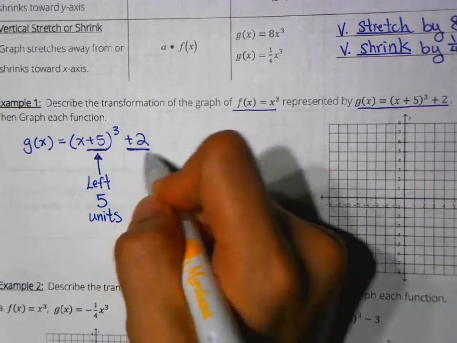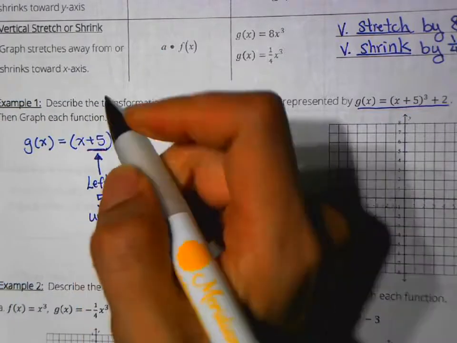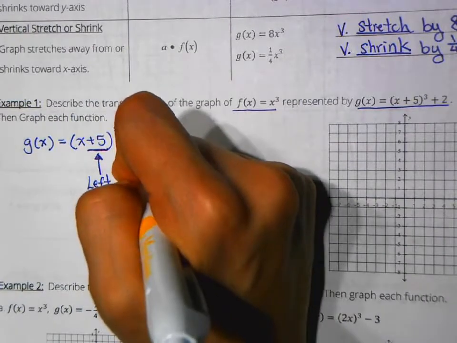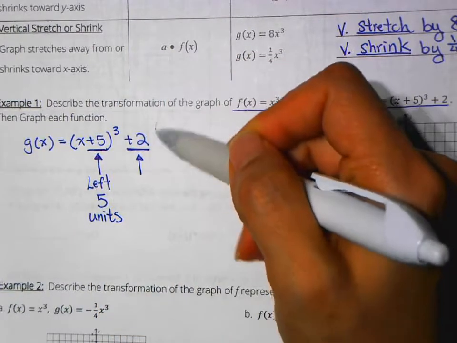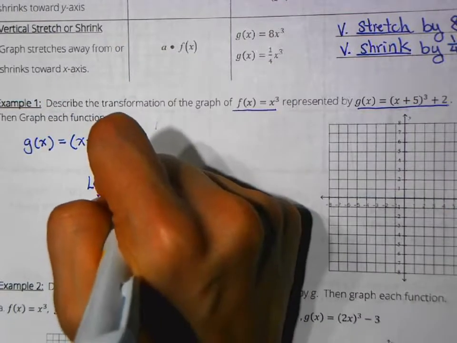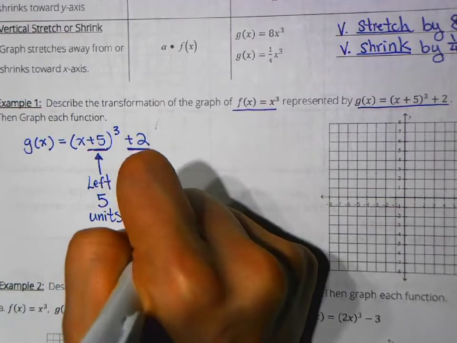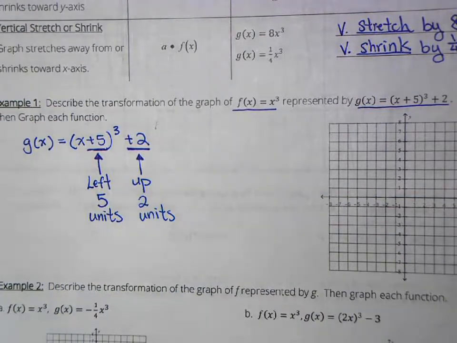And that plus 2, since it's added to the whole x cubed on the outside, is going to go with the sign, and it is a vertical movement. Vertical is up and down. So since it's plus 2, this one is translated up 2 units. And that's how you describe a transformation from a graph.